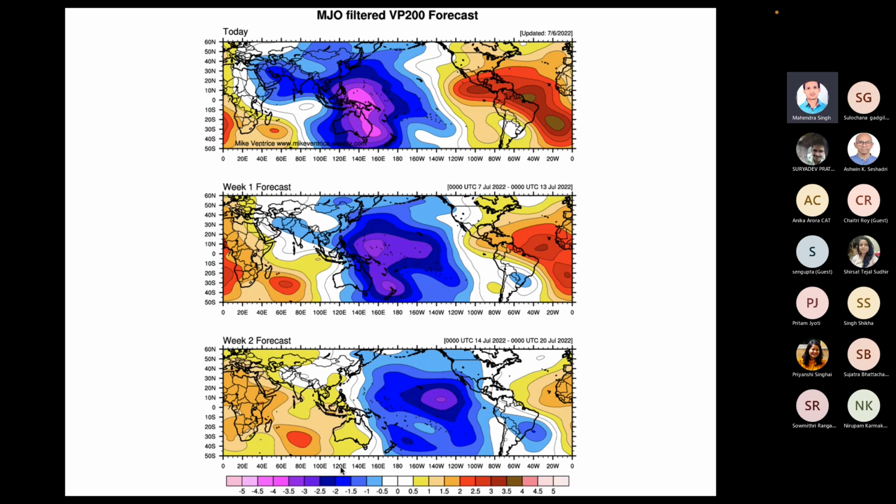Now, what's MJO doing? MJO is right now favorable to us over India. You can see upper level divergence over India today. And this MJO is slightly going to move to the east and it will weaken in the week of 7th to 15th July. But the real question is beyond 15th July. Beyond 15th July, if the upper level convergence, which is in Africa, moves over India, the second half of July may be bad. Okay, so that is the only question mark right now. It depends on how fast MJO moves and comes over India, the upper level convergence.